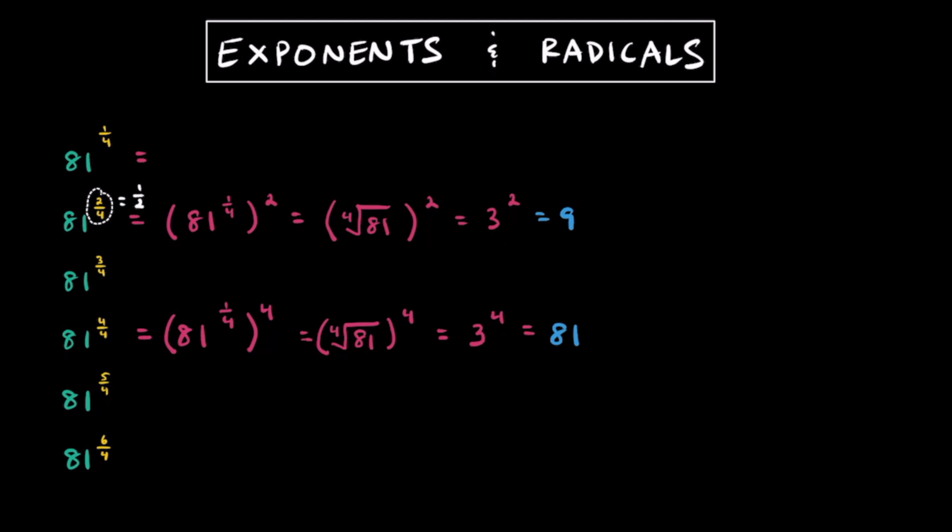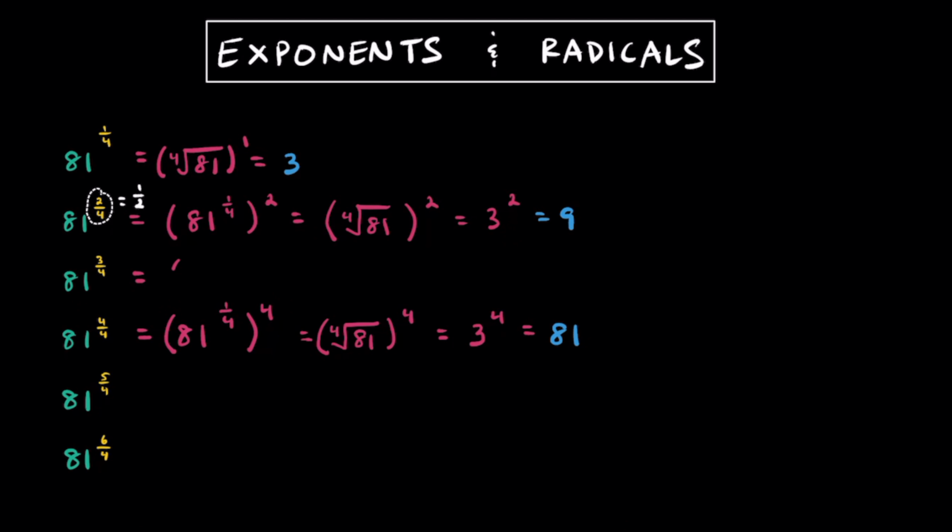Up top here, we have 81 to the 1/4 power. This should be easier just because it has a numerator of 1, so this is just the fourth root of 81, which we've done a few times here. And we can say that this is just going to be equal to 3. If you're wondering where the numerator is, we could technically just raise this to the 1st power, and that way we get the same thing.